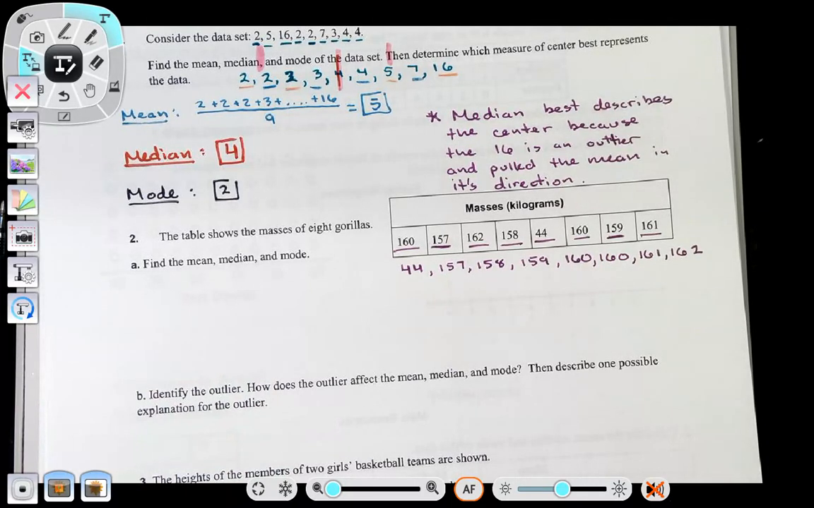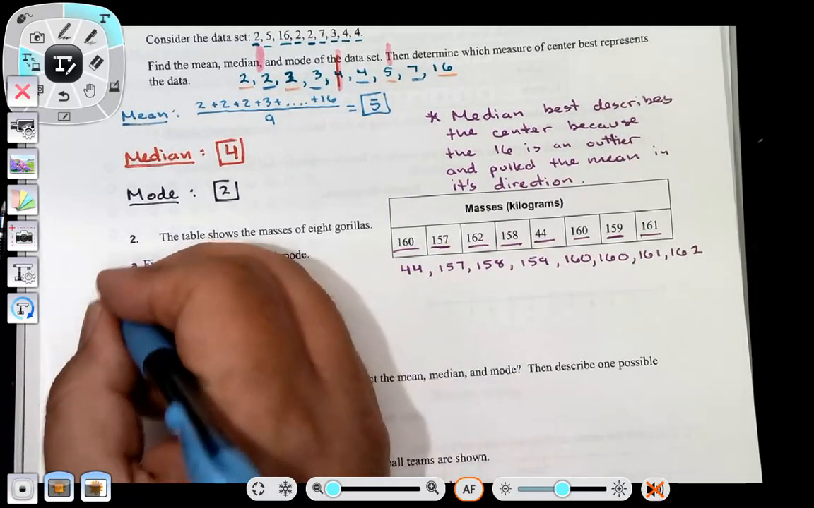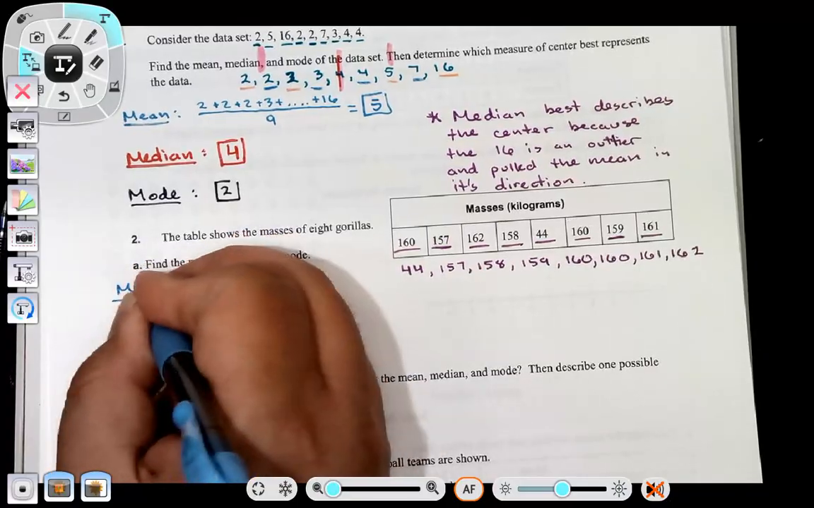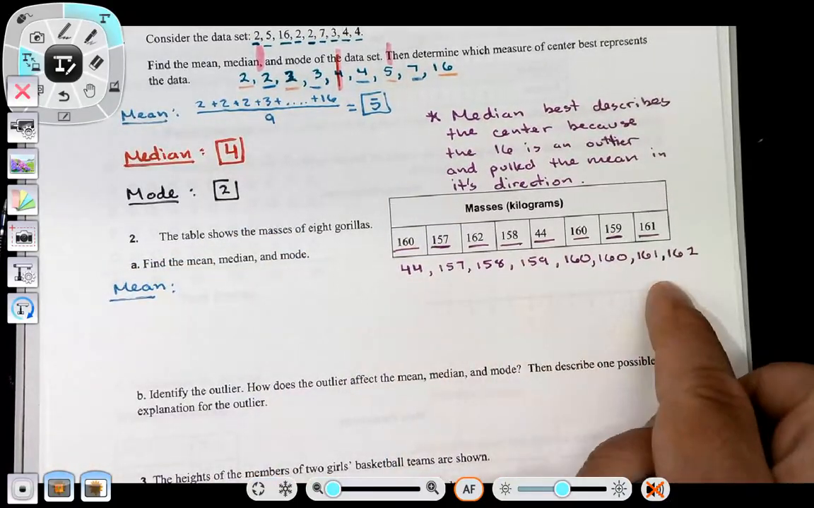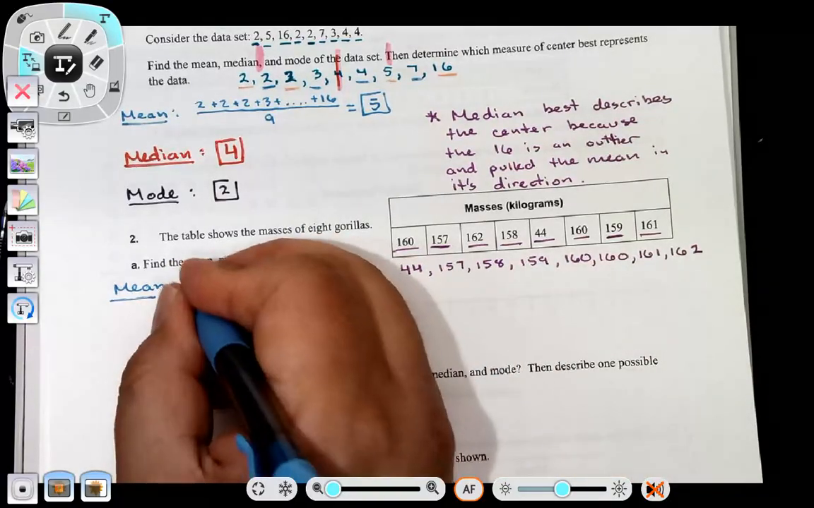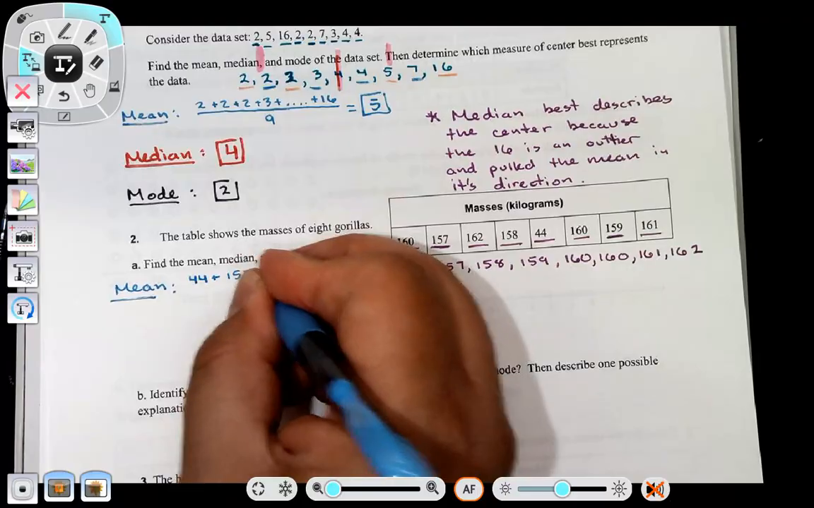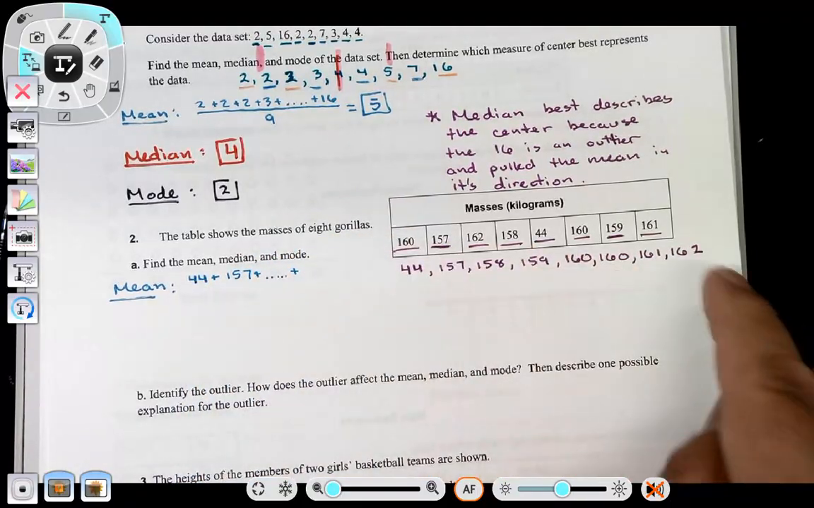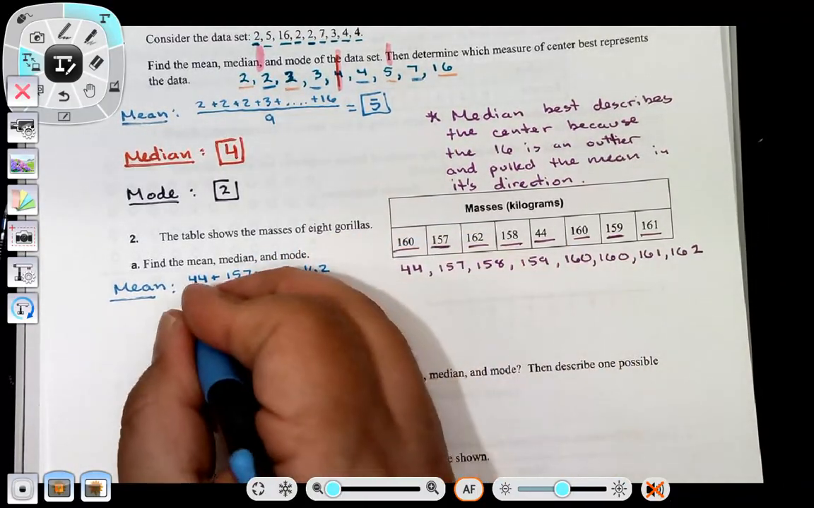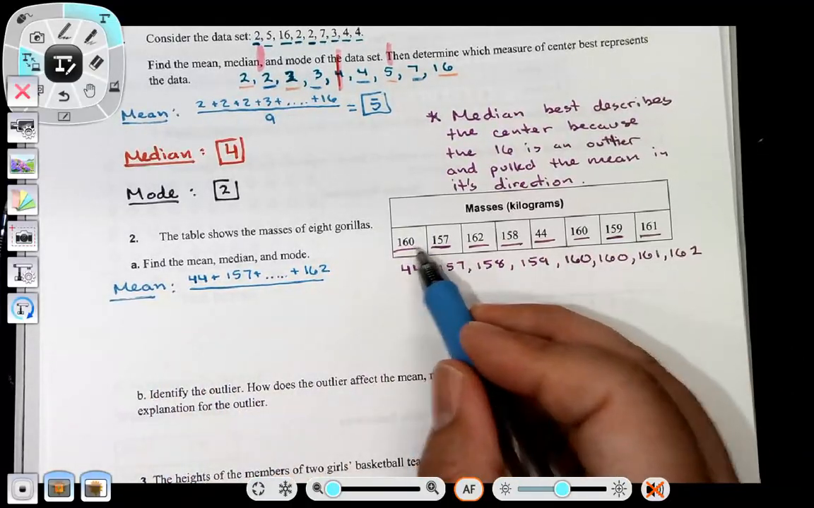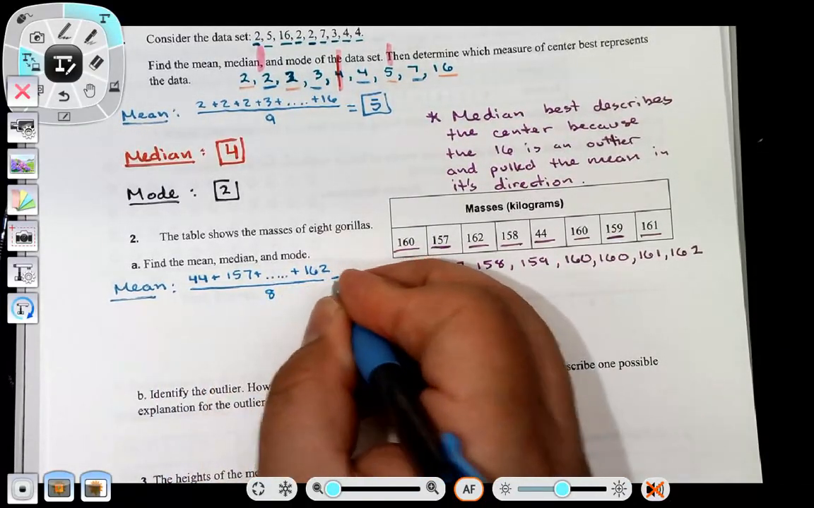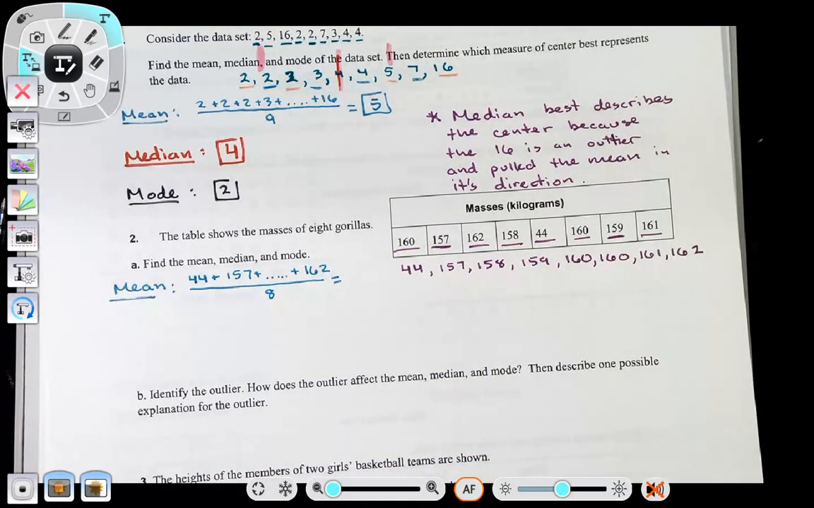I've got to ask you, who's the outlier here? 44. Yeah, the 44. I think that question does come up later. We'll answer it later. All right, well, here we go. The mean. That means I'm going to do what with all these numbers? Add them up. Here we go, everybody. One more time. 44 plus 157 plus dot, dot, dot, plus 162 all the way to the end. But how many numbers were on this list? 8 of them. Then I'm going to divide by 8. All right, take a moment. Type it in. Yell it out once you have it so that we can move on.